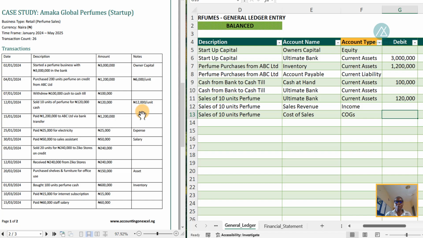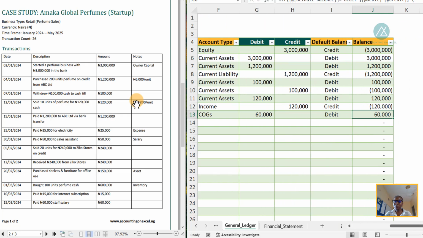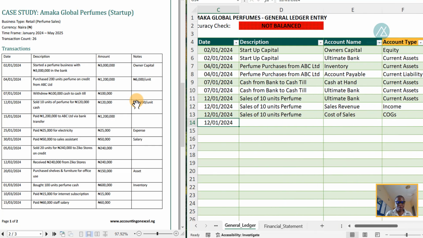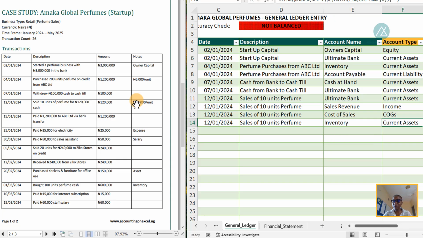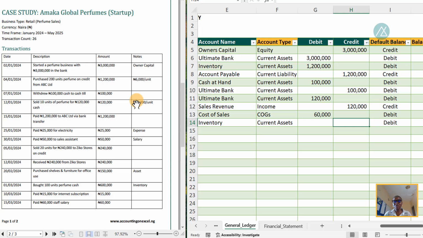So you put your 60,000. I think 10 times 6 is 60,000. So you put your 60,000. All right. So which is debit. So the next entry is inventory. So you reduce your inventory. It's a current asset, but we are reducing it. So it's going to the credit side.